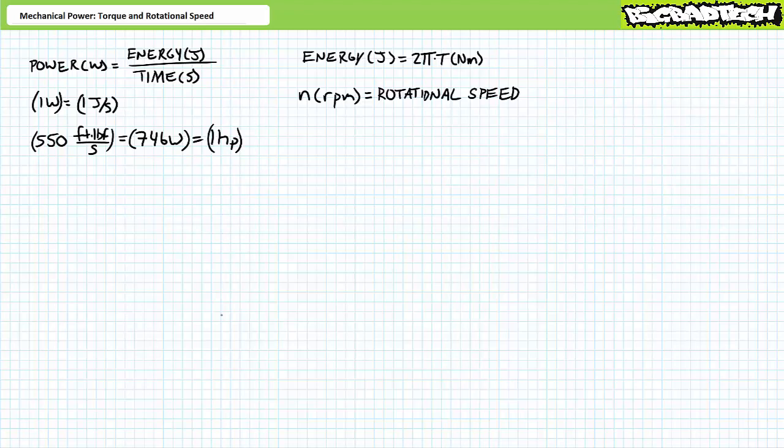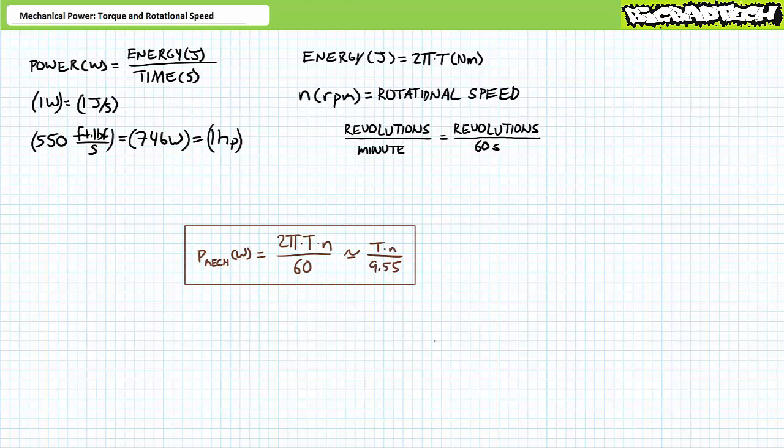If, however, you stick with speed measuring units of revolution per minute, you'll have a major problem, because power must be expressed in watts, or joules per second. Therefore, we must convert RPM to revolutions per second by converting 1 minute to 60 seconds. Our final expression of mechanical power is energy per revolution, or 2 pi torque, times revolution per time converted to seconds, where mechanical power is equal to 2 pi torque times rotational speed divided by 60.